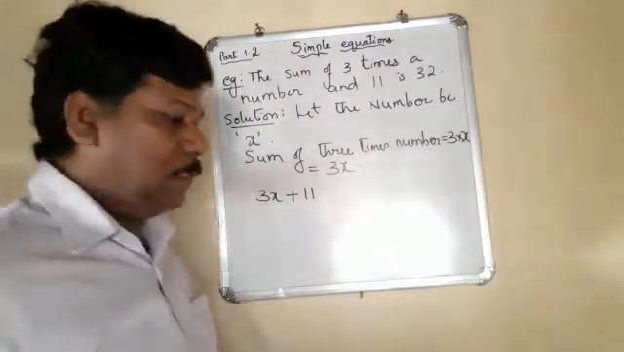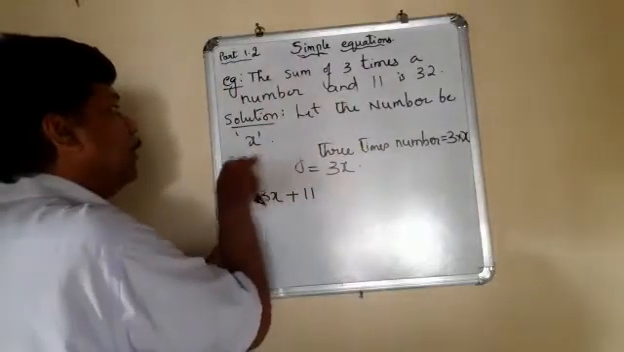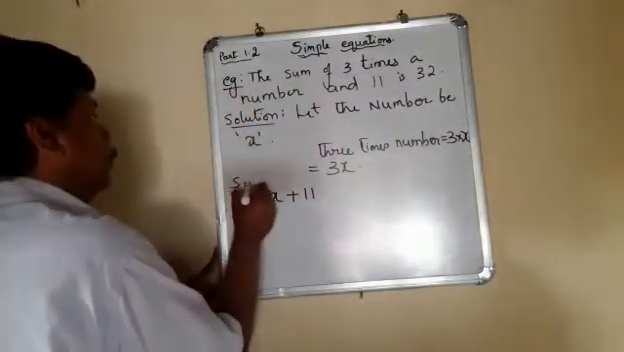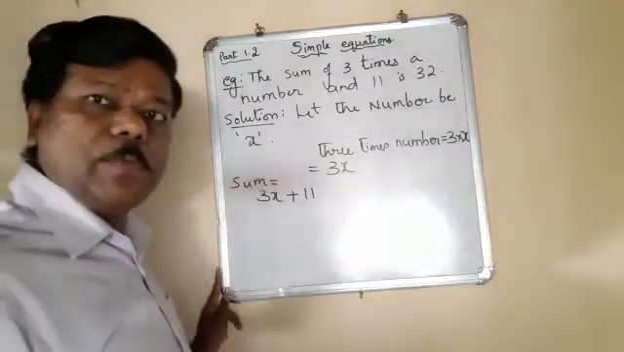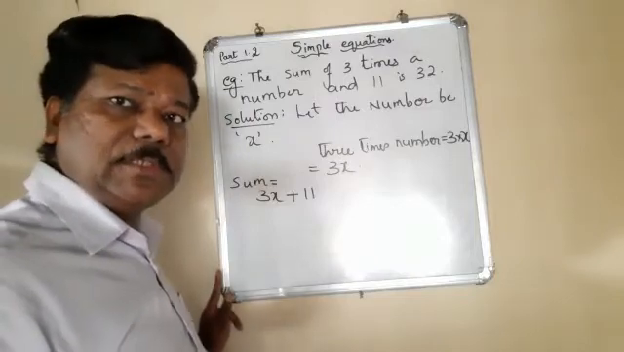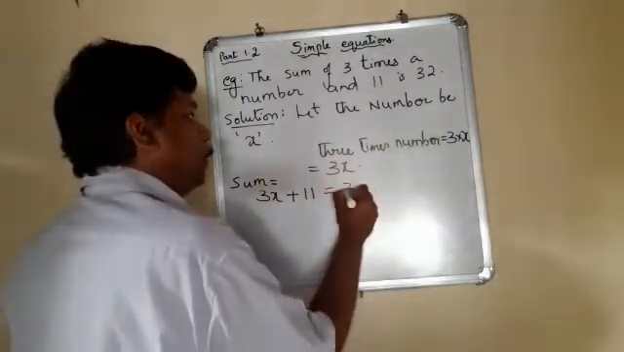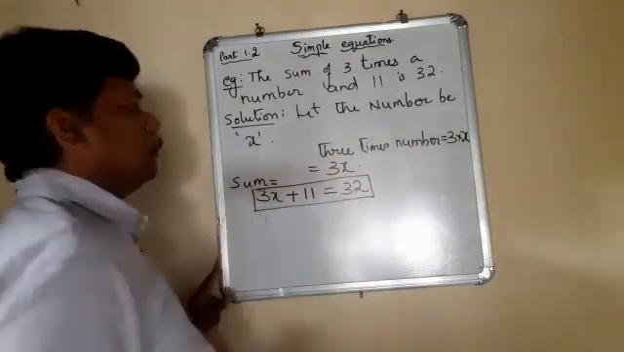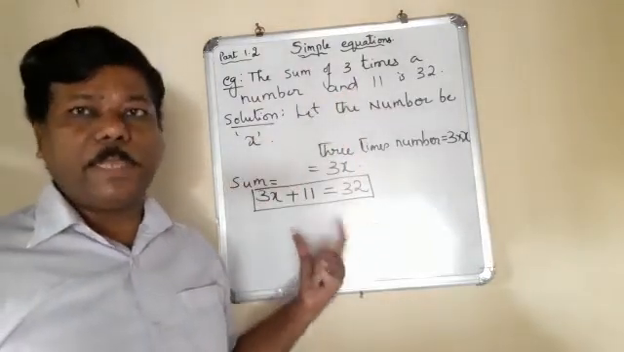So we can say that 3 times a number is 3x and the sum of 3 times a number and 11 would be this, correct? So what is it equal to? They have already given it as equal to 32. So 3x plus 11 is equal to 32. This is a simple equation. So we have converted the word problem into a simple equation.